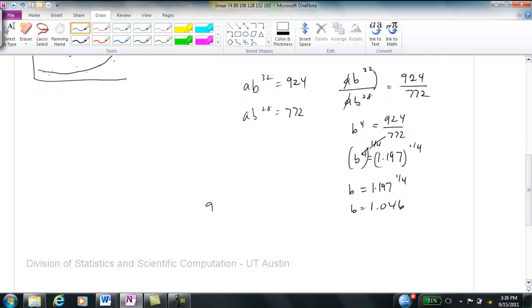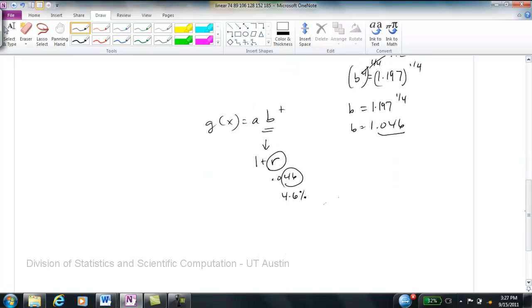Now in our function for constant growth, an exponential growth function, we know that b is called our growth factor here. And we know that b is equal to 1 plus some sort of rate of change. So that r is going to be 0.046, which means the rate of change is 4.6%.